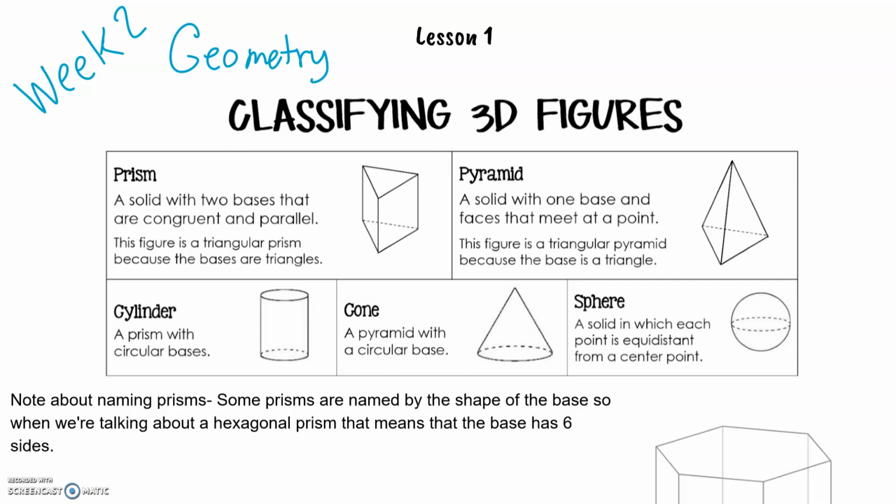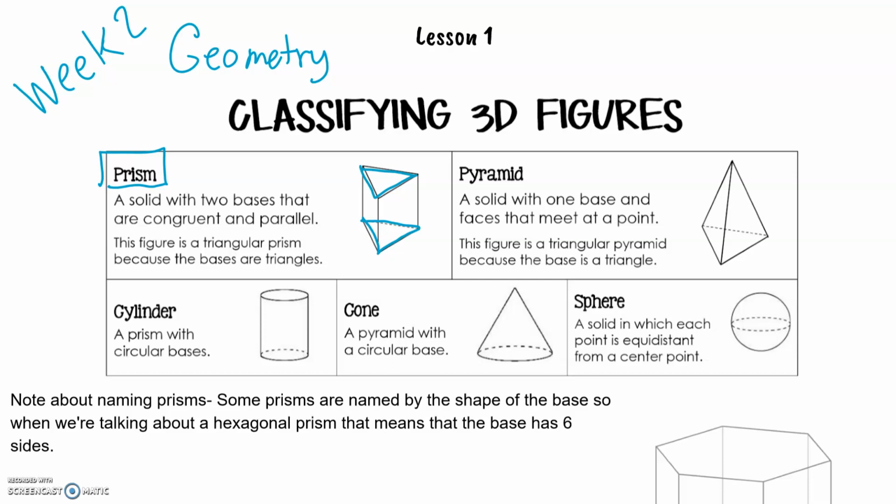The first one is a prism. Now technically all of these are prisms except for the sphere and the cone, but when we're looking at just a prism, it's a solid with two bases that are congruent and parallel, meaning that these base shapes are parallel to each other. They'll never intersect as a plane.